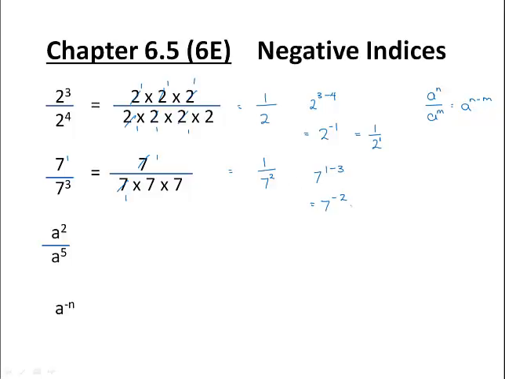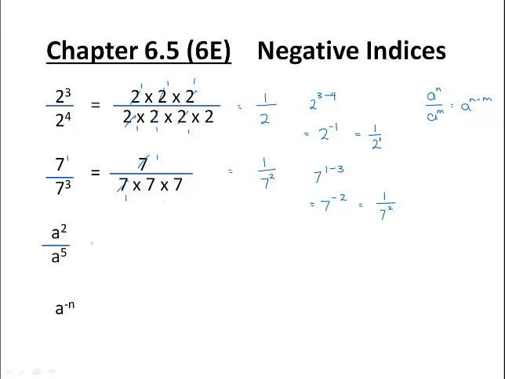We can see in this next problem that 7 to the power minus 2 should be the same as 1 over 7 squared. So it seems that a negative power is the same as 1 over that value to the positive power. So we can see 7 squared here in the denominator. If we look at the previous problem, 2 to the power minus 1 became 1 over 2 to the power 1.